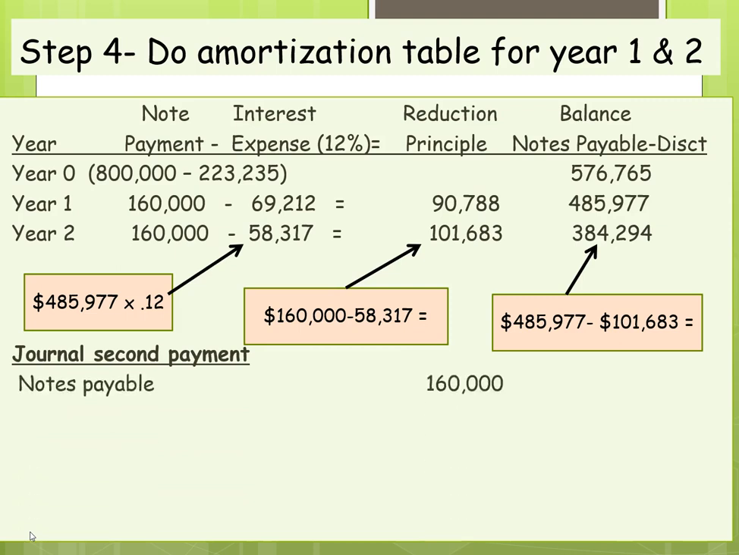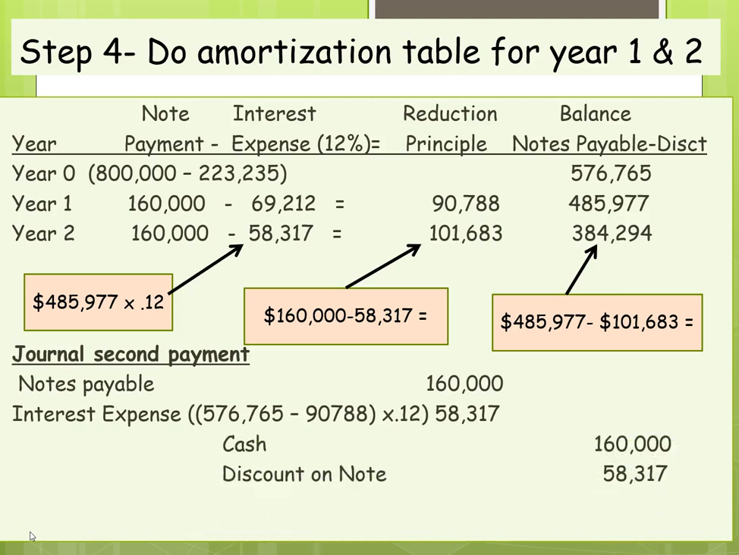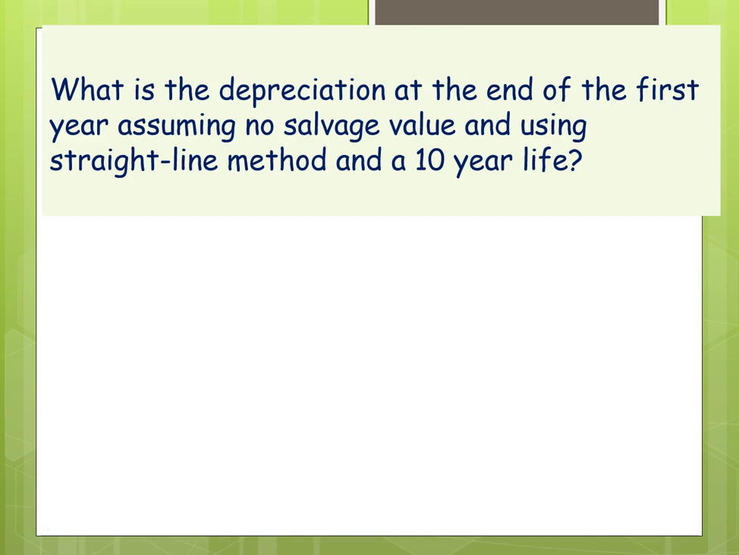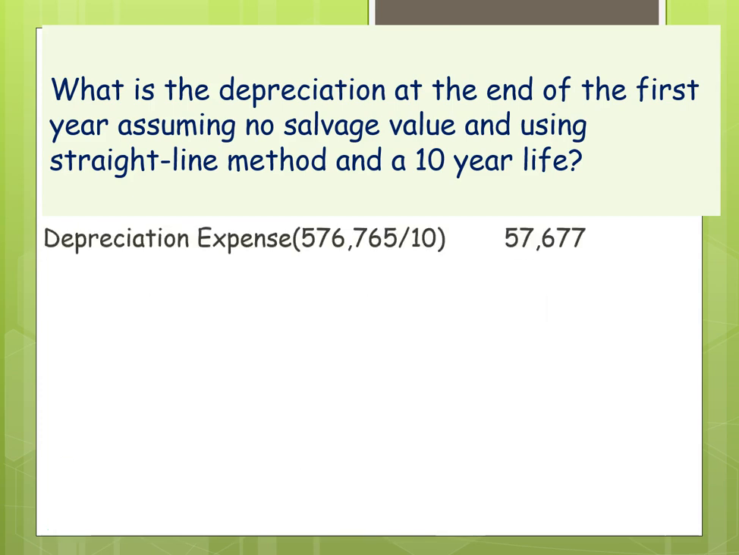Notes payable again would be $160. Our interest expense would be our $58,317. Our cash is $160, and again we reduce our discount on note. Now, what is the depreciation at the end of the first year, assuming no salvage value and using the straight line method? It would be $57,677, which would be our $576,765 divided by 10 years. And that would conclude how you record a purchase when you use a discounted note.